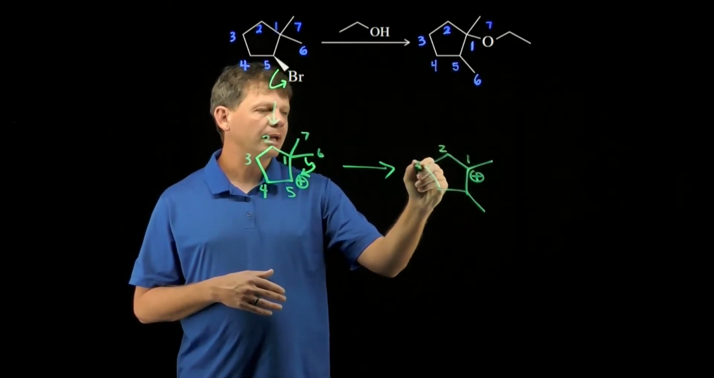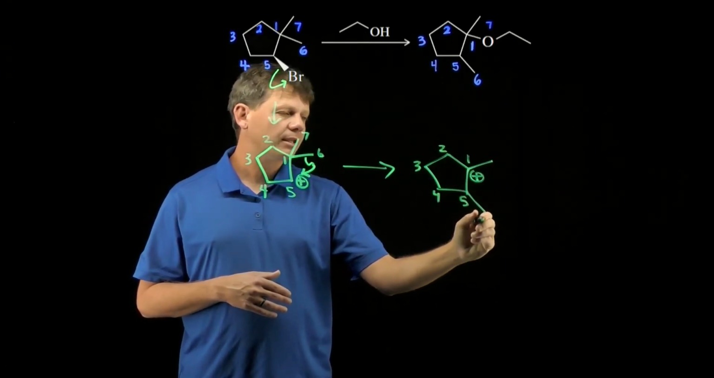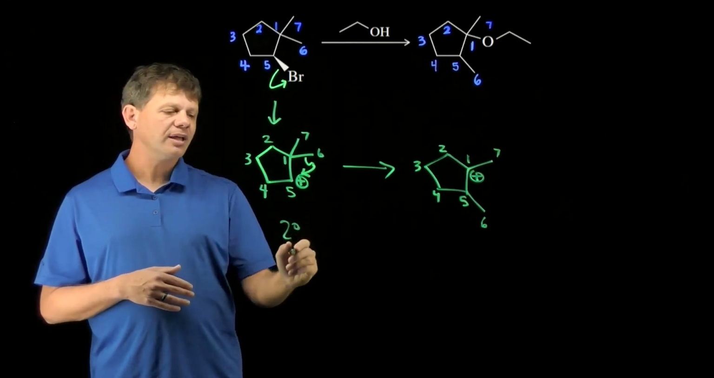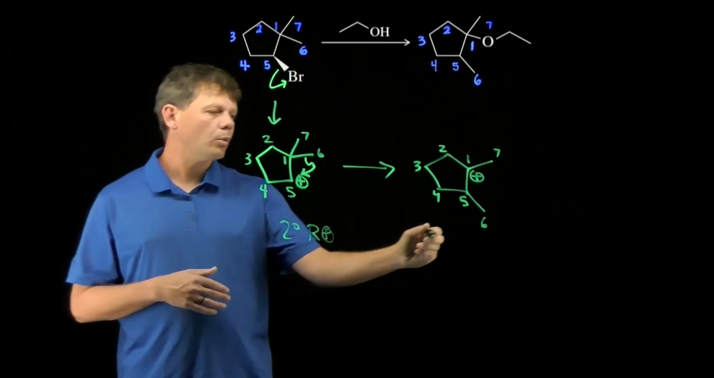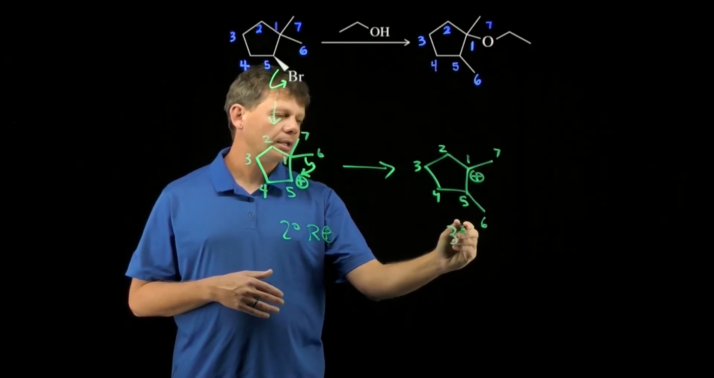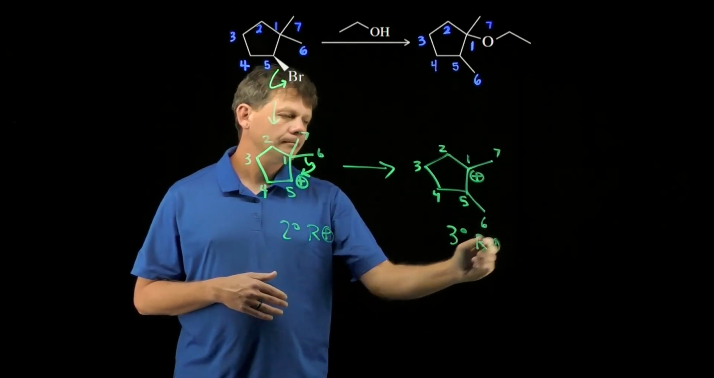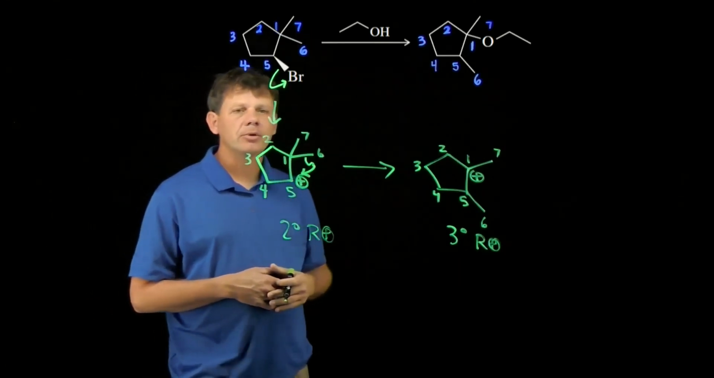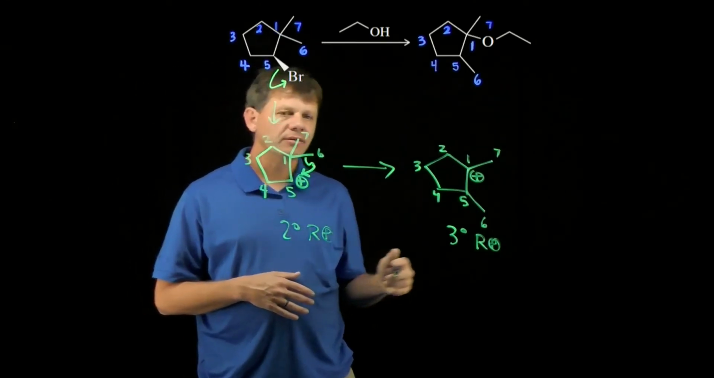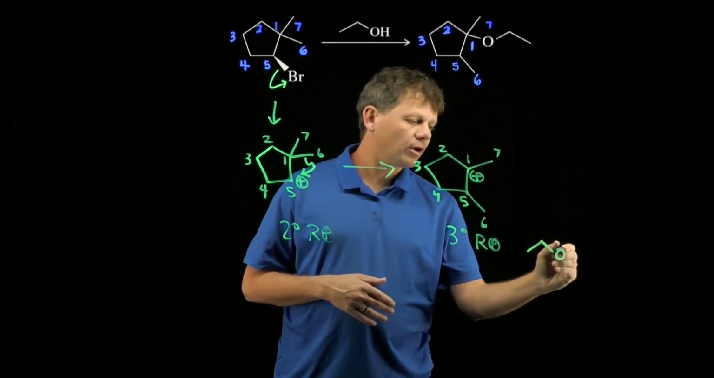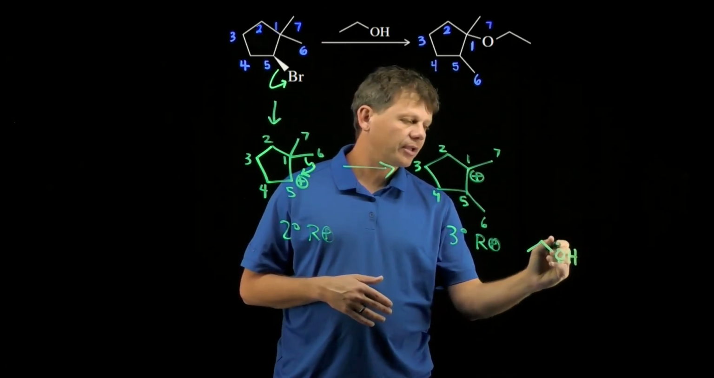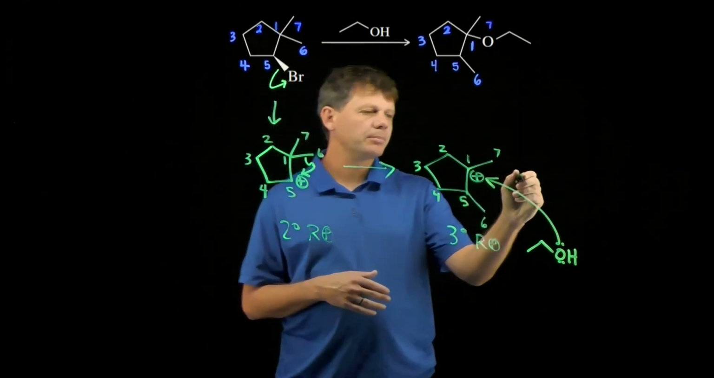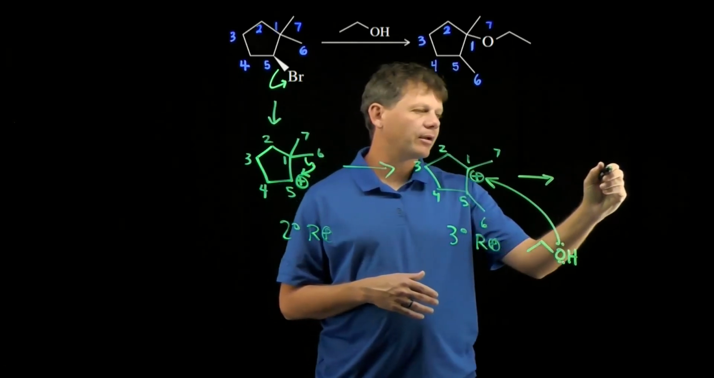Let's put our numbers back in just to make sure that we're still tracking that correctly. But we have, in fact, shifted from a less stable secondary carbocation to a more stable tertiary carbocation. Having made the more stable carbocation, we're now ready for the nucleophilic attack to happen. And so ethanol, using a pair of electrons on oxygen, can donate one of those electron pairs to the empty p orbital represented by the carbocation.